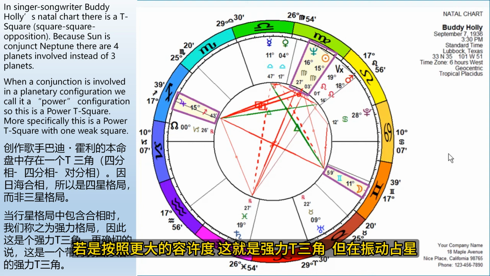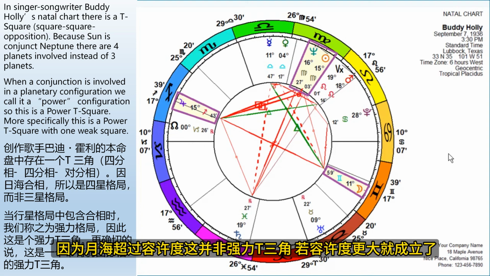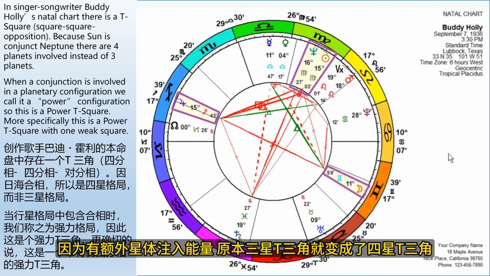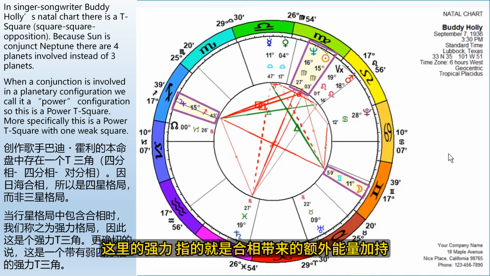It's a power T-square. If we had a bigger orb, actually, in VA, it's not a power T-square because that moon Neptune's out of orb. But if we use big little orbs, it would be a power T-square. So just to add the word power, if there's one or more conjunctions, we call it power because it's powered up by another planet. Instead of a 3-planet T-square, it's a 4-planet T-square. So power here refers to the additional power from the conjunction.